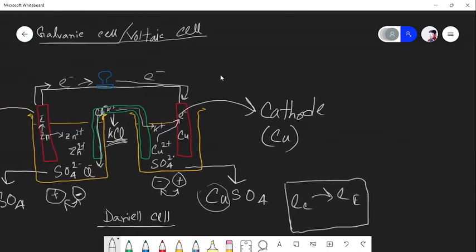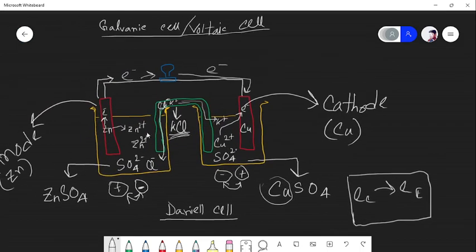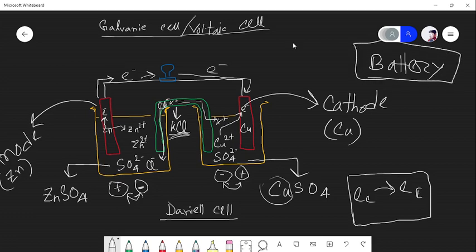Now notice that in this reaction we don't need any outer source of energy like we did in the electrolytic cell, and that's what the definition says. In the first video I told you that the electrolytic cell works by an outer source of energy. All along we needed a battery, right? But in a galvanic cell we don't need any outer source of energy. We don't need any battery. Here the reactions are taking place in these solutions, and these are producing the electricity.